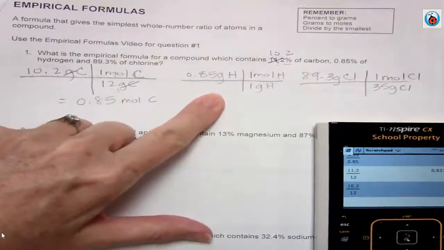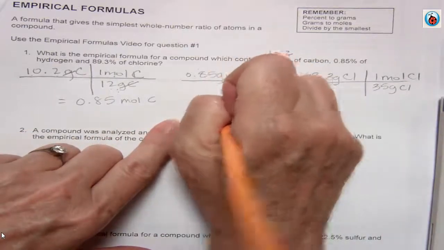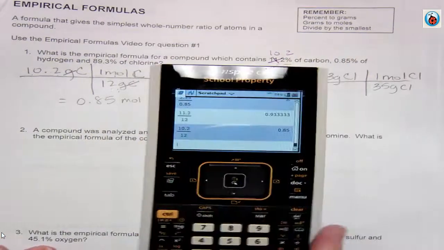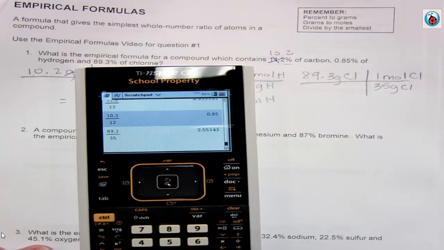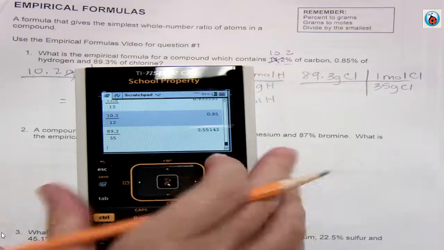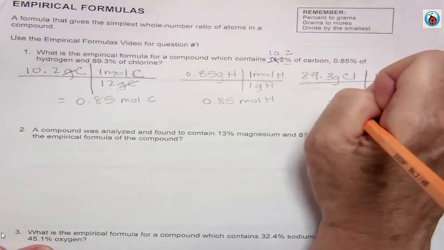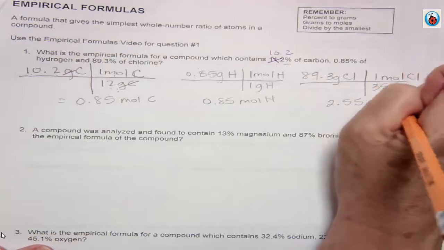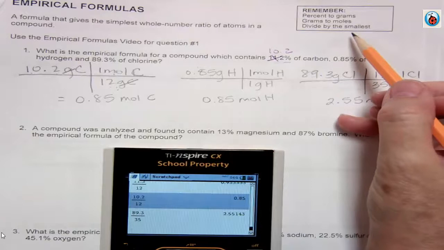And then here, of course, these are 1, so they'll cancel out. So this will be 0.85 moles of hydrogen. And then on this one, we got 89.3 divided by 35. And I get 2.55. Let's go out 2 decimal places. Do not round off to whole numbers, or you will get all these wrong. Okay, at least 2 decimal places. Okay, and what do we got here? Moles of chlorine.